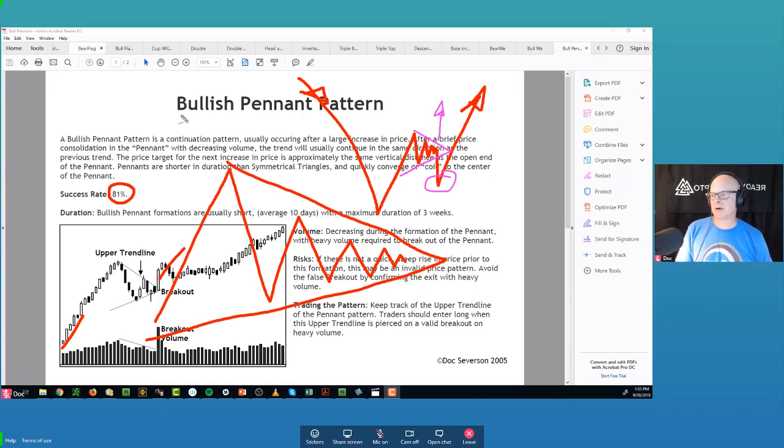But a pennant pattern is actually a shorter pattern. It's a very short little pattern. There's also what's called a bullish symmetrical triangle, which is typically much longer. This is where you have something that shows up, on a daily chart this may be weeks, coiling into the apex of that triangle. Pennants are very short little patterns.